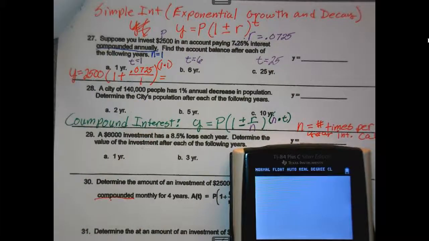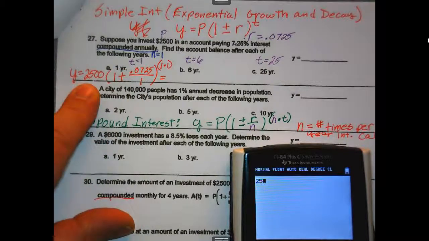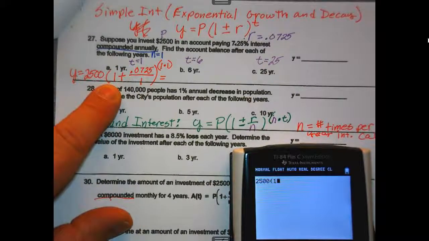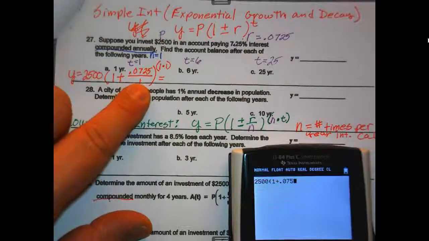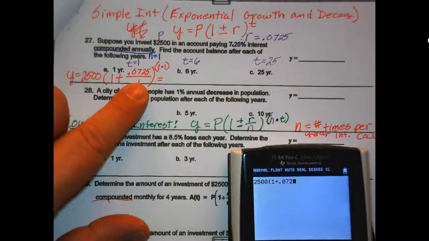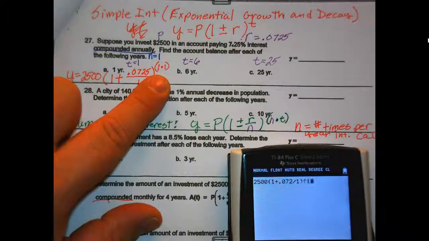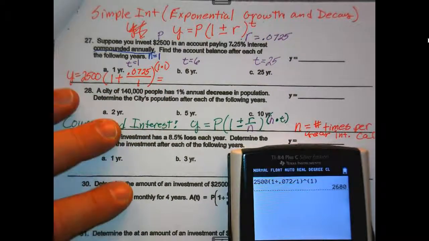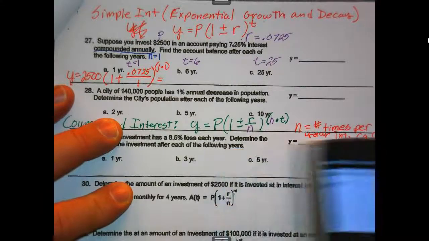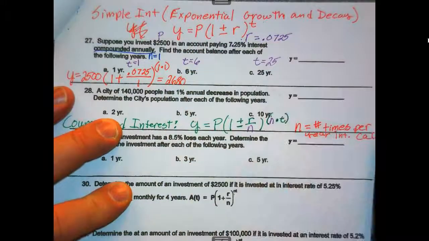So I have 2,500, 1 plus 0.0725 divided by 1 raised to the 1 times 1 is just 1. And I get 2680. Okay, B.